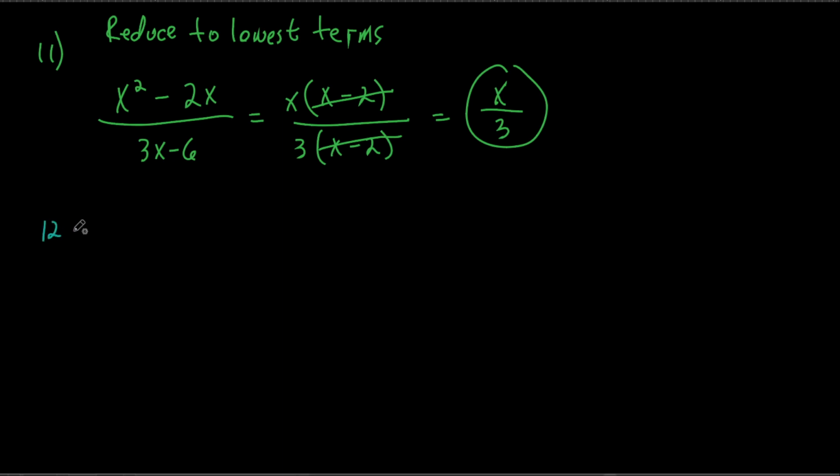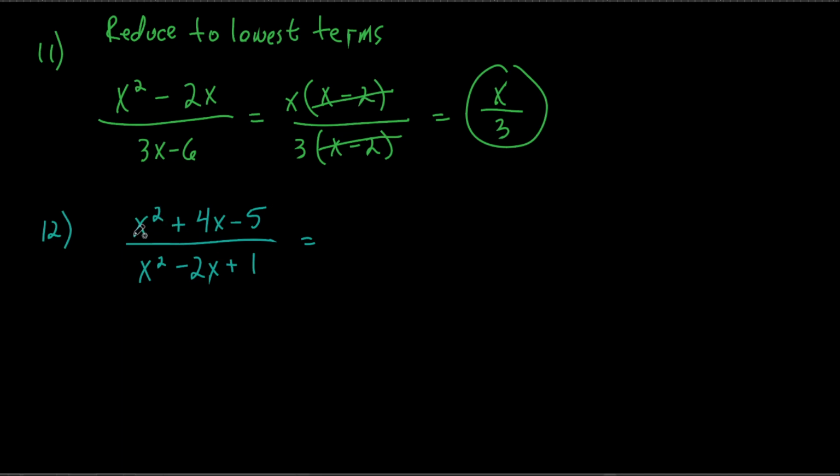Let's do another. Number 12. It's kind of the same thing. Just the factoring is just a little bit different. And I got x squared minus 2x plus 1. All right. So again, we got to reduce it to lowest terms, which means we want to cancel stuff out.